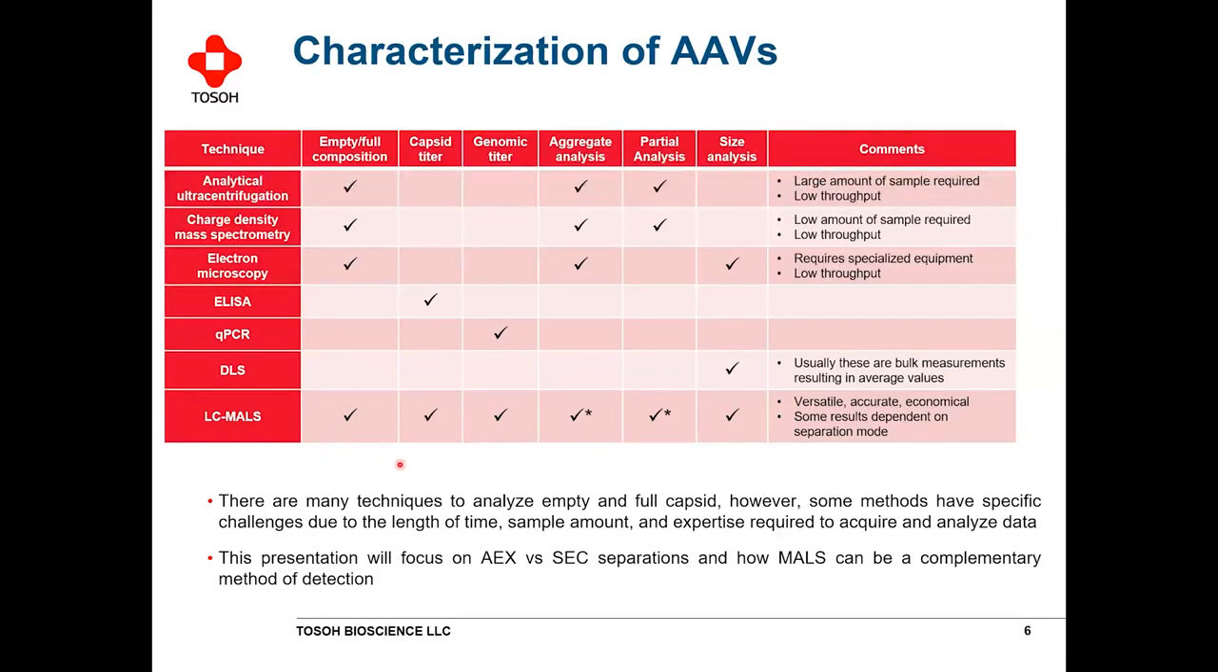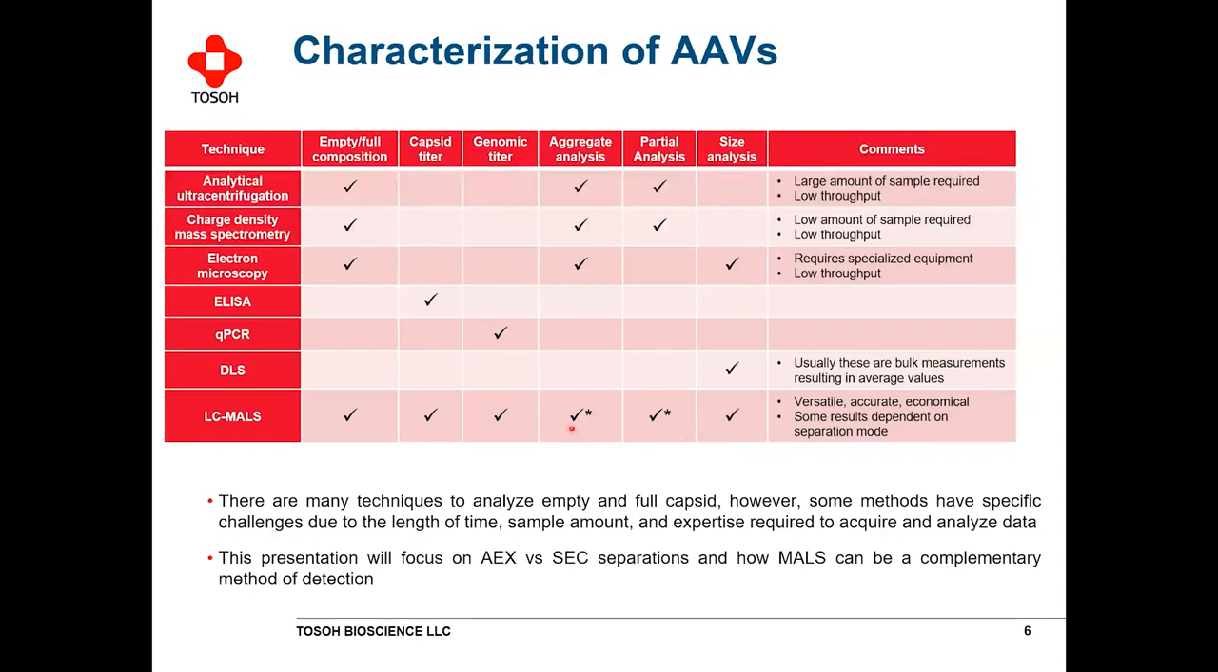One of the things we really want to highlight today is the potential of MALS, multi-angle light scattering. We see MALS detectors very often hooked up in conjunction with some type of LC, typically SEC, size exclusion chromatography, which I will be highlighting in just a second. The nice thing about using LC MALS is that we can get a wide array of information, including empty full composition, information about both the capsid as well as genomic titer, information about aggregates, partials, and size analysis.